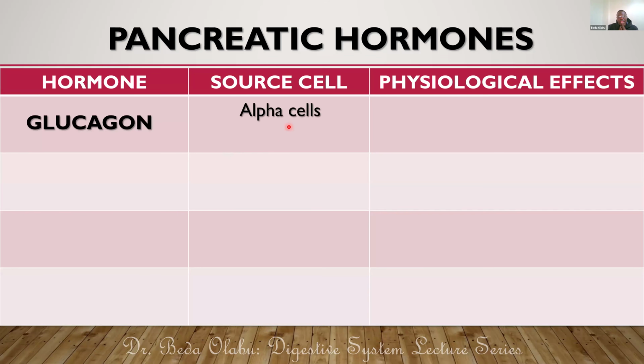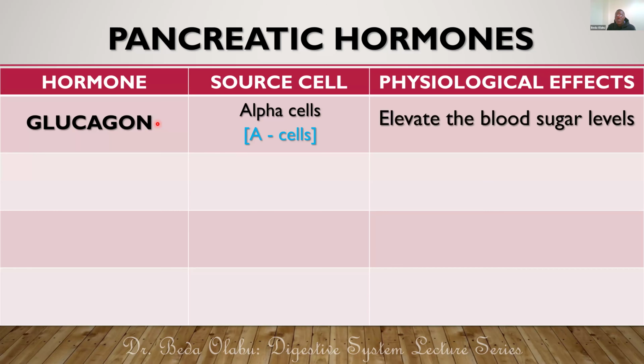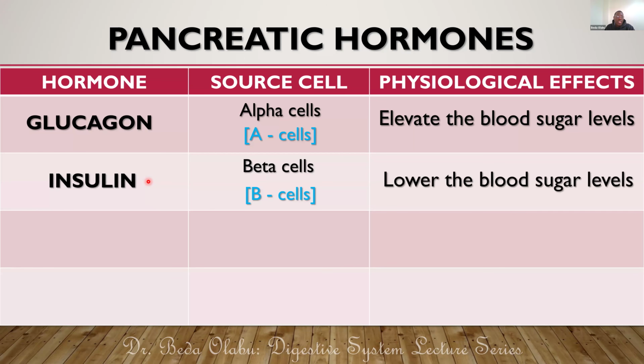So one of the cell types are the alpha cells. The alpha cells, which are also known as the A cells, are the ones that produce glucagon hormone, whose major function is to elevate the blood sugar levels. The second cell type are the ones we call the beta cells, which are also known as the B cells. Now, don't confuse this B cell with the B cell of white blood cells. The beta cells produce insulin, whose role is to lower the blood sugar levels. Now, the mechanisms on how this happens, we learn more in physiology.